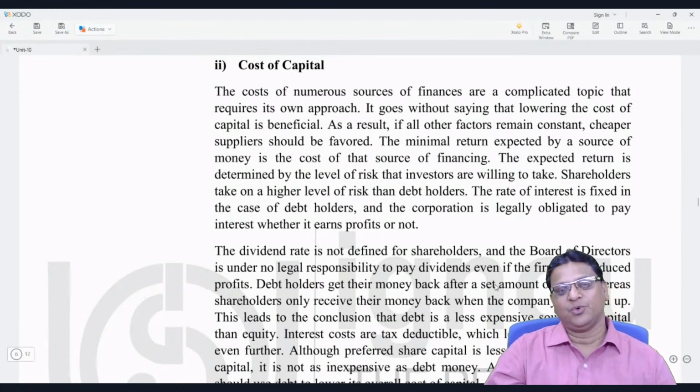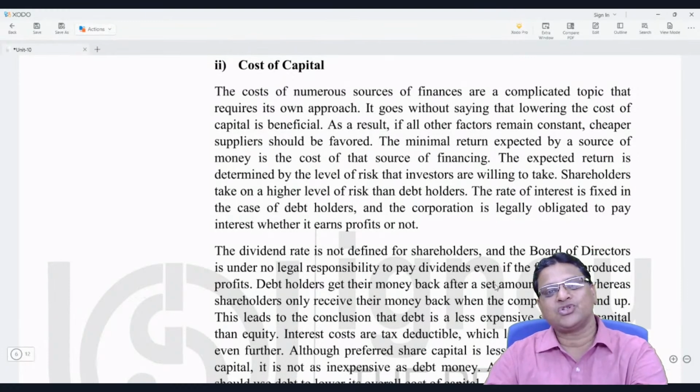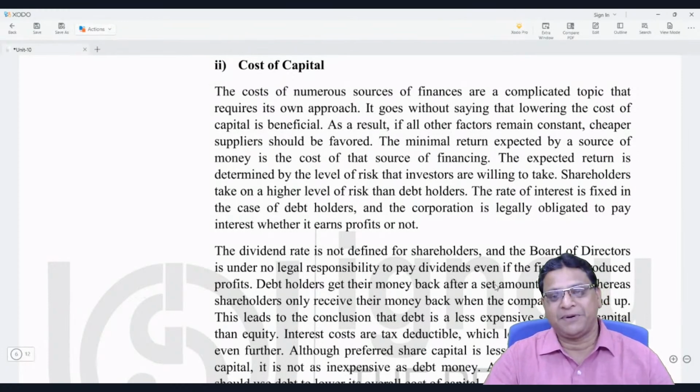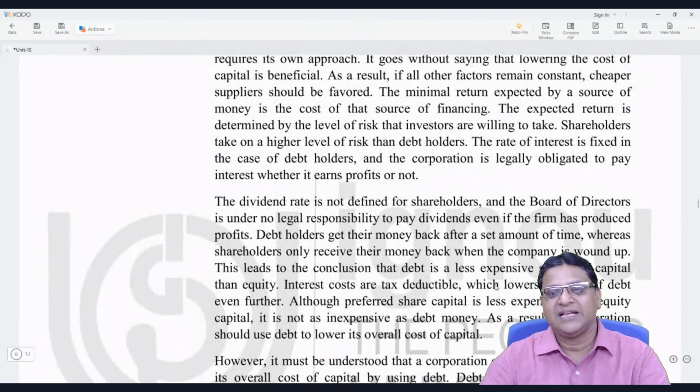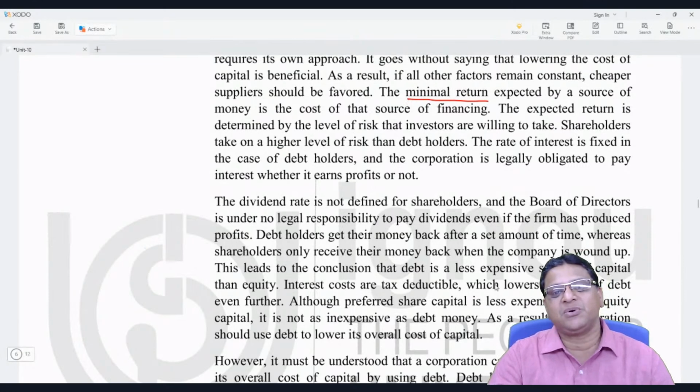The second factor which we consider while designing optimum capital structure is known as cost of capital. What is cost of capital? We know that cost of capital is the minimum expectation of the provider of capital. The person who provides capital to business, they expect something. The minimum expected rate is known as cost of capital. The minimum expectation of debenture holders or debt holders is known as cost of debt, and the minimum expectation of equity holders is known as cost of equity.